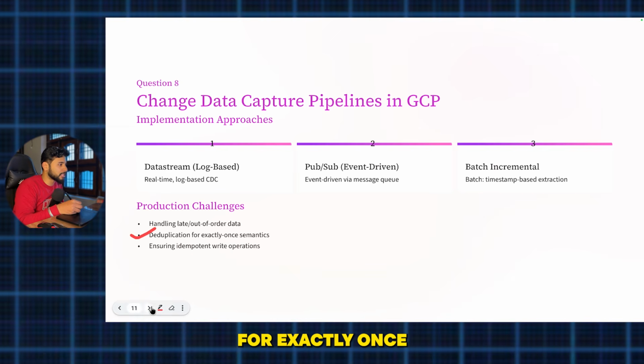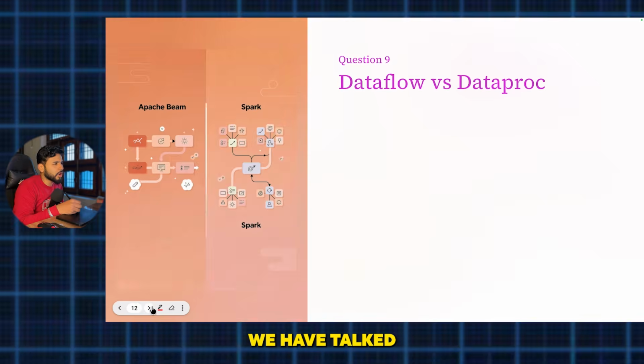Deduplication for exactly once semantics, then ensuring independent write operations. We have talked about these things in the previous classes also, so I'm not repeating those. I'm just talking about the GCP concepts.